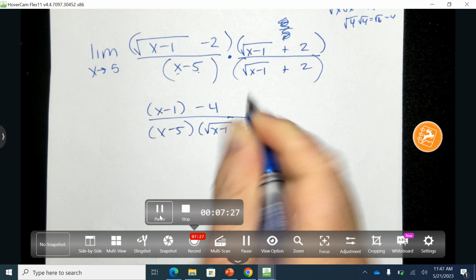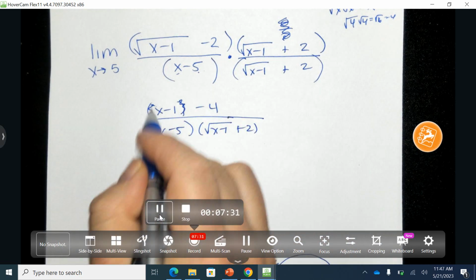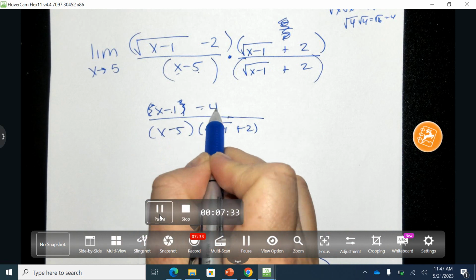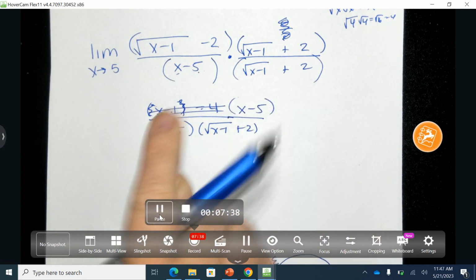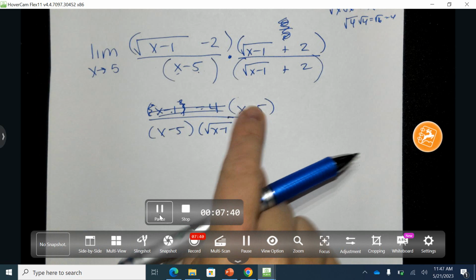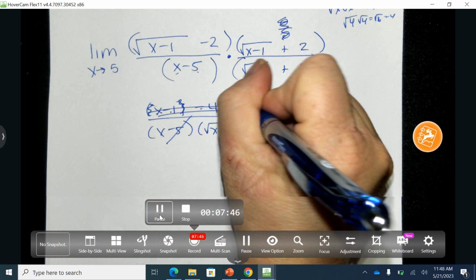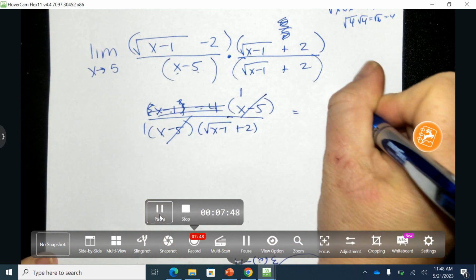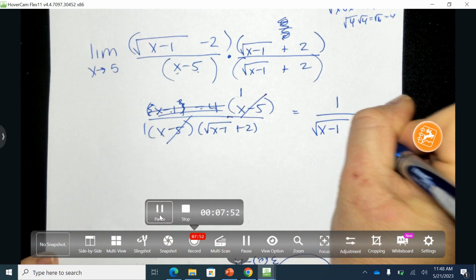And the reason for that is if I go ahead and take off the parentheses and I combine like terms, x minus 4x minus 5 is the same as x subtract 5. And now I have a quantity x subtract 5 on top and x subtract 5 on the bottom. When you simplify these, they don't just disappear. Remember, they simplify into 1. So I'm left with 1 over the square root of x minus 1 plus 2.